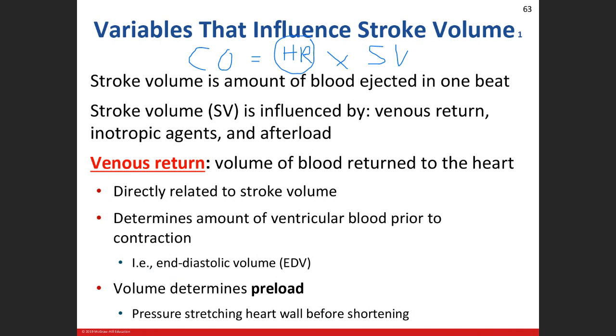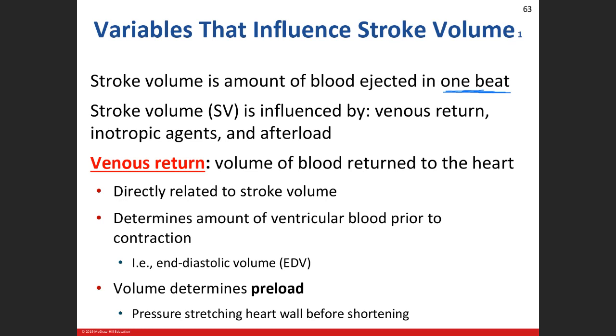So now we talked about the first part. Now we're done with that. Now let's talk about the second part. Now we're going to figure out what's going to influence our stroke volume. How do we increase that? How do we decrease that? So this is the second part of that equation that we're going to discuss. Okay, so let's redefine stroke volume. It's the amount of blood that's going to leave the heart in just one beat.